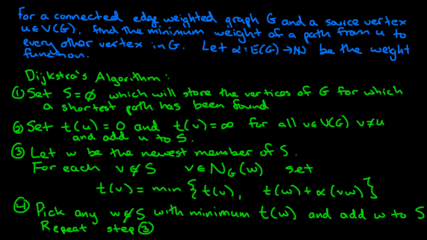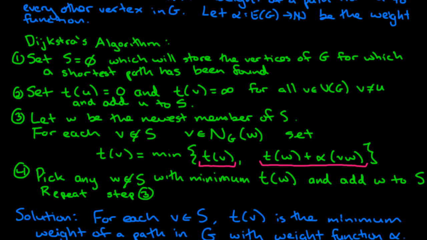Now we look at those two pieces. So really there's this piece here, what it used to be, and this piece here. And we compare the two. If this is smaller, we'll choose this, and if this is smaller, we'll choose this. So we're just taking the minimum. Now once we've done that for all of the neighbors of the vertex W, then we go through and pick any vertex which is not yet in the solution, which has a minimum label. And then we add that vertex to the set S. And we'll repeat step 3. So we go back up to here until we've completed the entire algorithm.